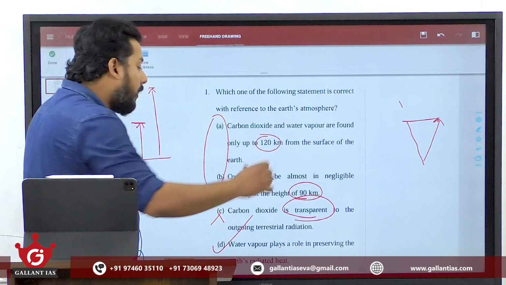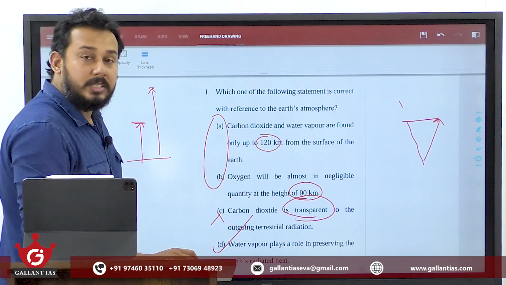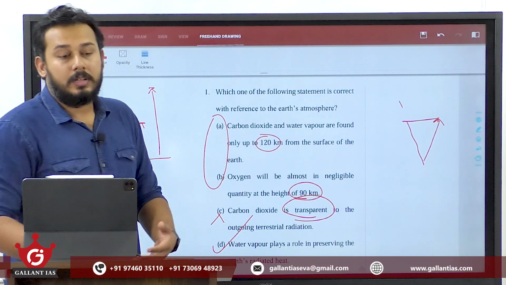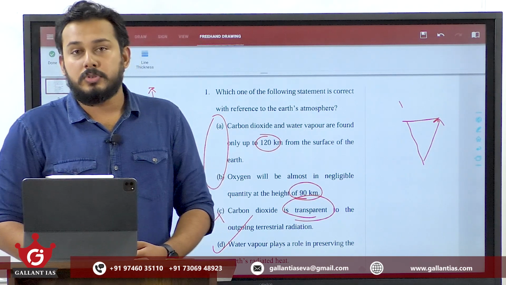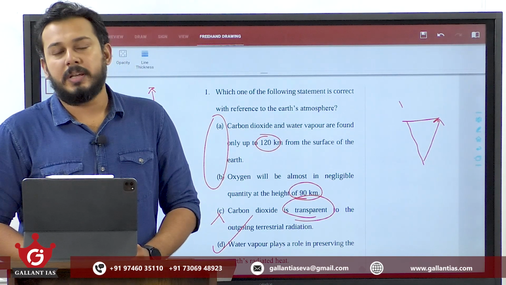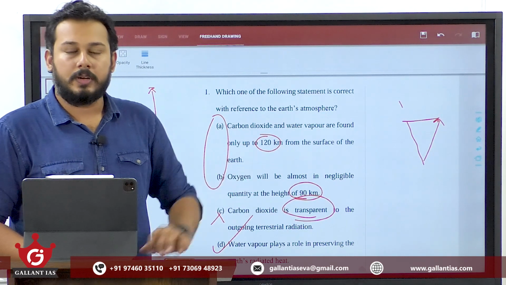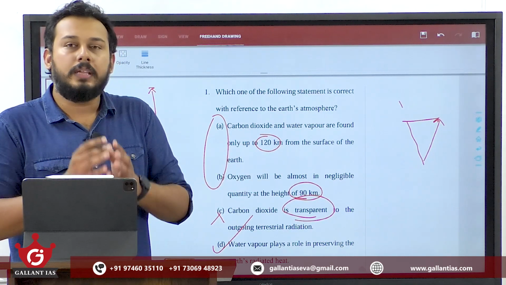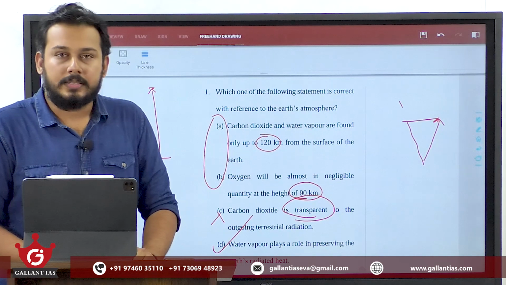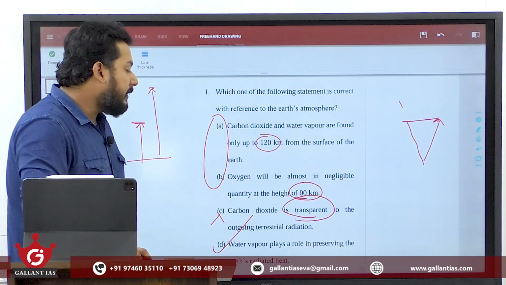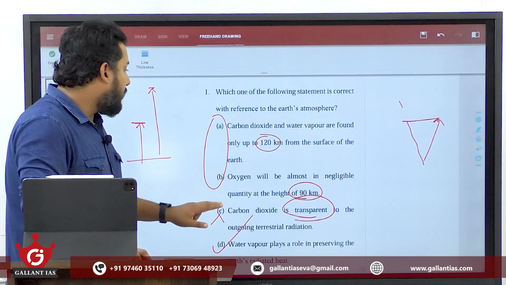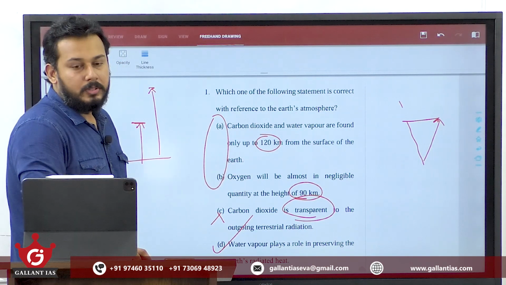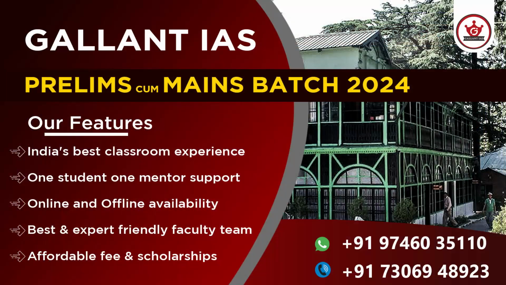Water vapor plays a role in preserving the Earth's radiated heat. One of the gases which affects the temperature distribution of Earth, which holds the Earth's temperature, is water vapor or moisture. It can carry a lot of heat compared to the other gases. So here option D is the right answer and A, B, C are wrong. So that is the first question.